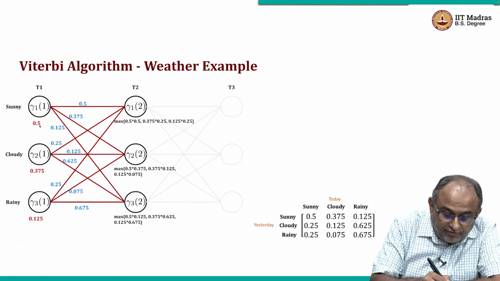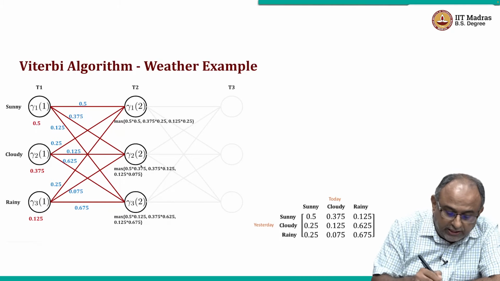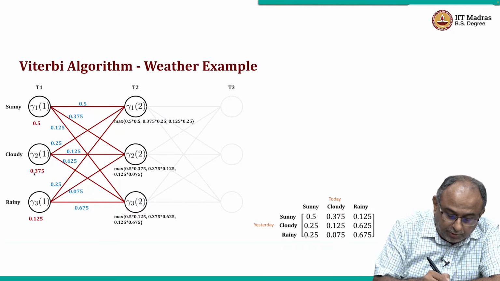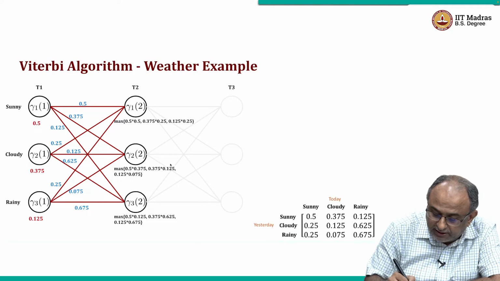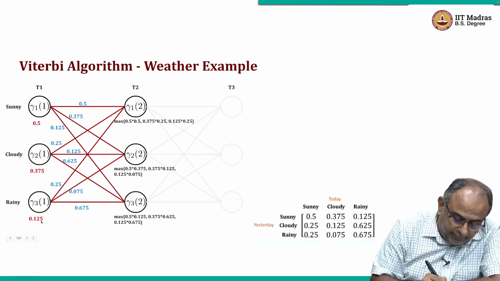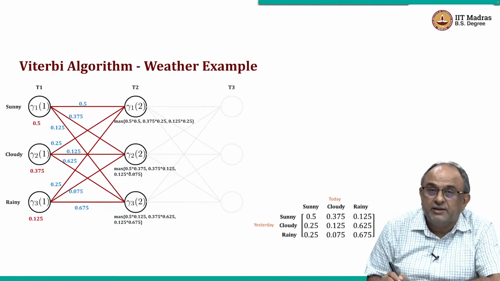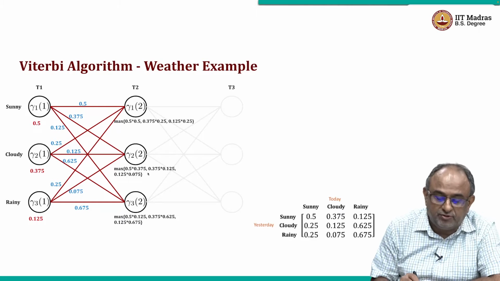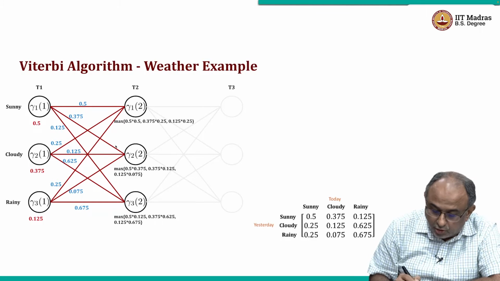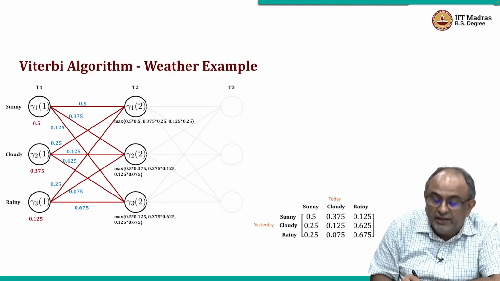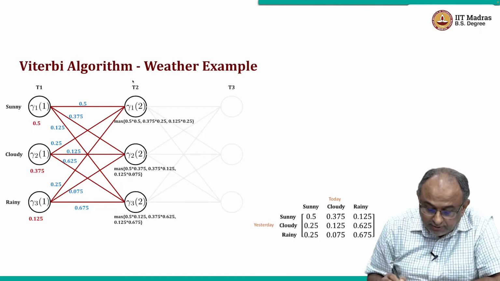So this is 0.5 multiplied by 0.375 that will come here, or I could have been cloudy the previous day, which has a probability of 0.375, and then I come here, which is 0.125 probability, or I can be here with a 0.125 probability and then I am coming here, which is 0.075. So there are 3 probabilities to come here from the previous conditions. Now if I am looking at being in the third state at time instant 2, then this is the rainy state.